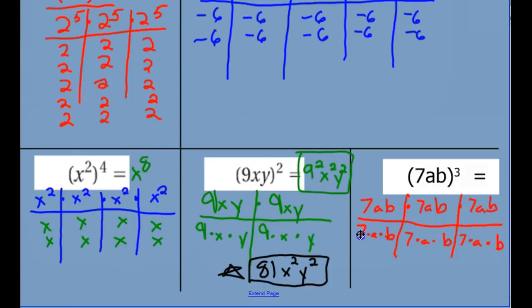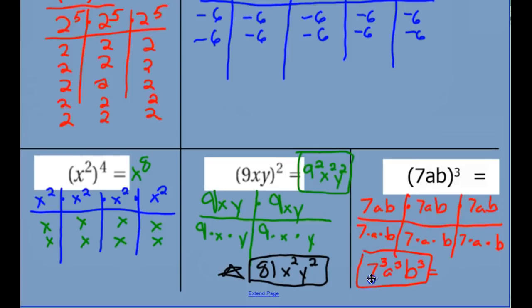So how many 7s do we have? 1, 2, 3. So we have 7 to the power of 3. A, 1, 2, 3, 3 A's. And how many B's? 1, 2, 3, 3 B's. Now you can leave it like this, or you can figure out what 7 to the power of 3 is by putting it in your calculator. I'm not going to do that right now. We can just leave it like this.